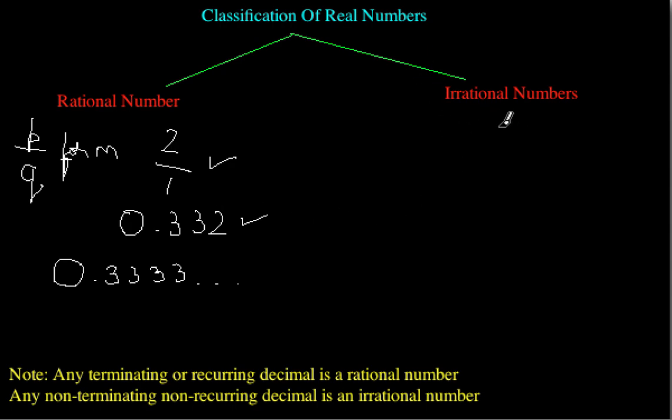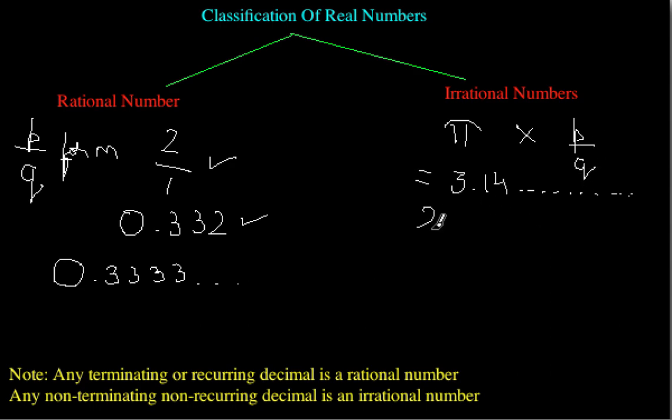Now what are irrational numbers then? Irrational numbers are those which have a non-terminating, non-recurring decimal representation. For example, let's take the constant pi. We all know that pi has a value of 3.14, but actually this is not the exact value. There is more continuation to it. 3.14 is just an approximation for pi. So we see that this pi value can never be written in P upon Q form.